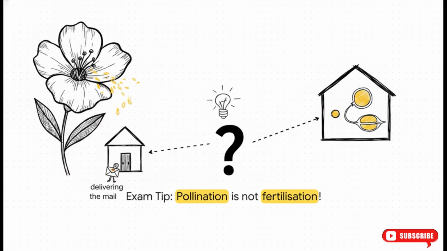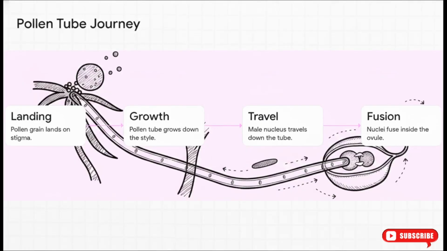Students constantly confuse pollination with fertilization. Think of pollination as just delivering the mail to the front door. Fertilization requires the male nucleus to actually travel inside the house and fuse with a female egg. Literally, if you only remember one distinction today, make it this one. So how does it get inside?